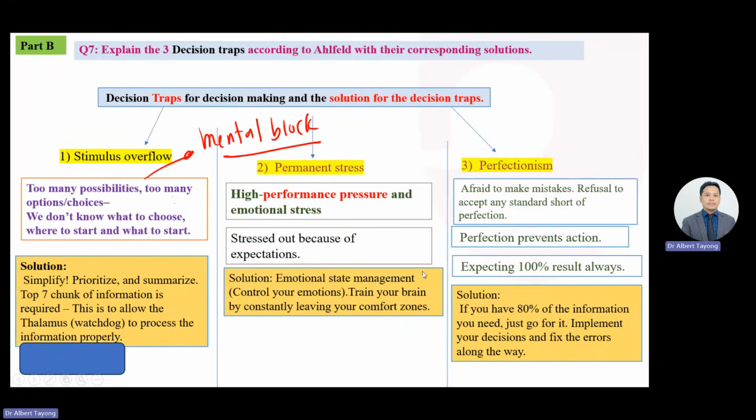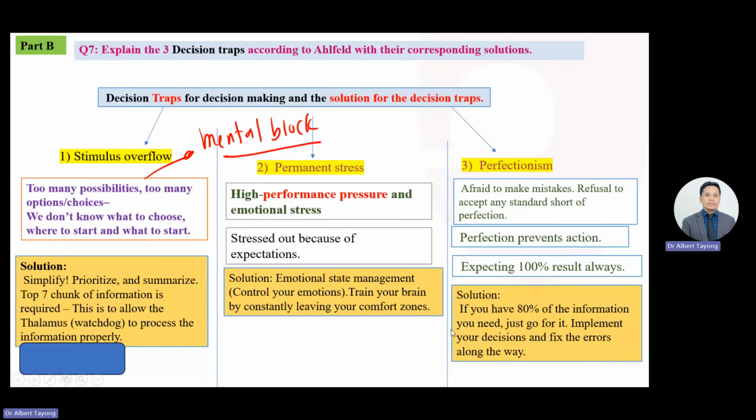The next one is perfectionism, being afraid to make mistakes or refusing to accept any standard short of perfection. According to Stephen Covey, perfection prevents action, expecting 100% result always. So what is the solution? If you have 80% of the information you need, just go for it, implement your decisions, and fix the errors along the way. So you don't need to mention everything. You need somehow to summarize the meanings and then the solution.